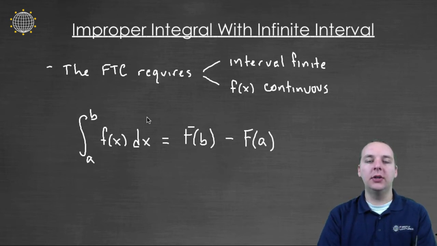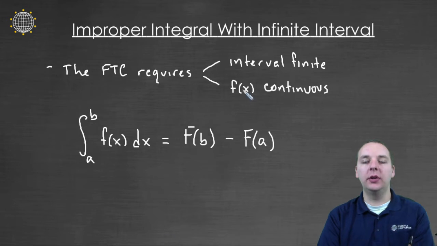One, the interval that you're integrating over has to be finite, right? It has to go from A to B on a closed finite interval, in fact. And second of all, your function has to be continuous on that interval. And so if these two things occur, you're on a closed finite interval and your function's continuous, then we can say that the integral from A to B of f of x dx will be the antiderivative evaluated at B minus the antiderivative of little f evaluated at A.